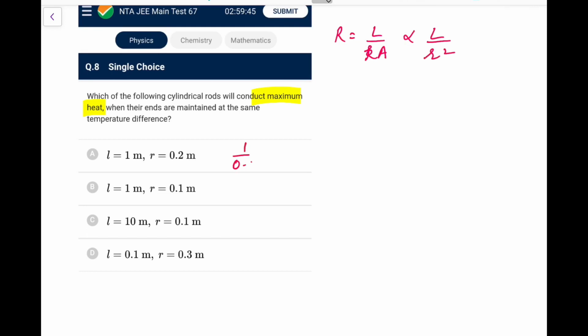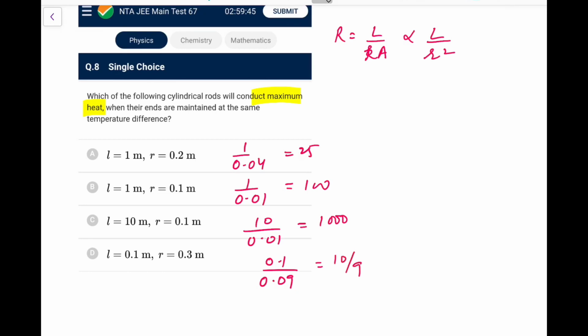This is 1 upon 0.04. This is 1 upon 0.01. This is 10 upon 0.01. This is 0.1 upon 0.09. Okay, so if I do this, this is 100 by 4, this is 100, this will be 100, or it would be 1000. And this would be 1 upon 0.9, 10 by 9. So for maximum heat, R should be minimum, it is minimum 10 by 9, so maximum heat will go from D.